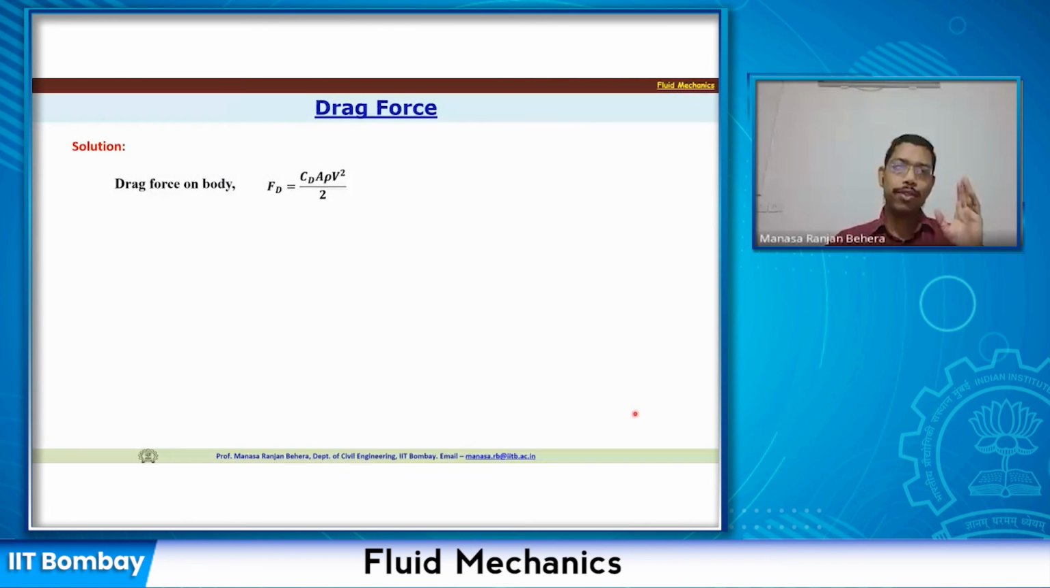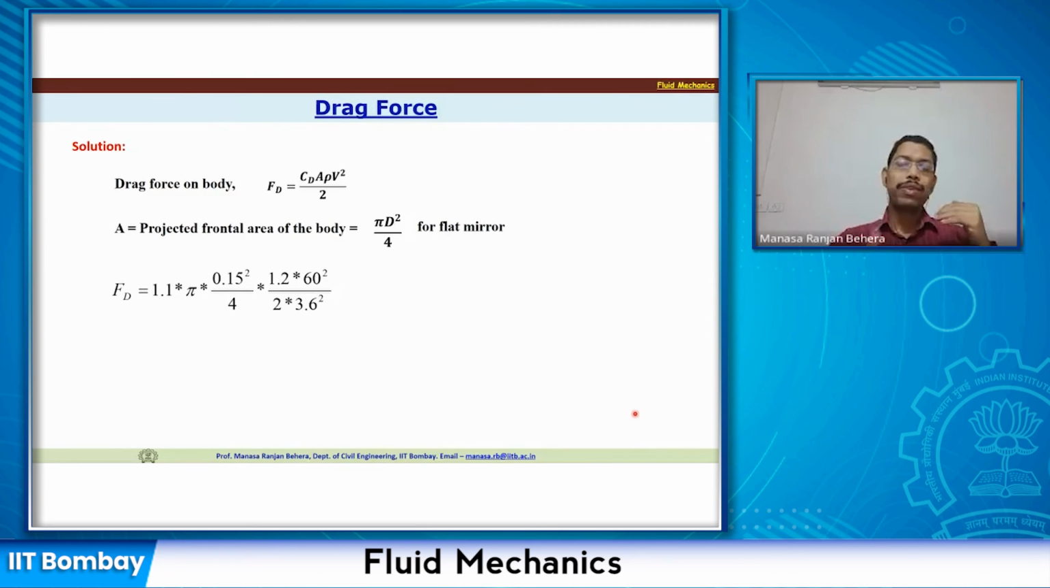If you look at drag force on the body, we have already discussed, it is half rho A V square into CD. Okay, now A is the projected frontal area of the body, which is nothing but pi d square by 4 for the flat mirror. The same area is going to be for the hemispherical back because it's the projected area. Pi d square by 4 is the same area that we will be considering, but it's only the drag coefficient which changes.